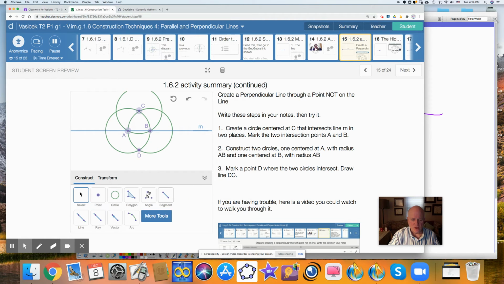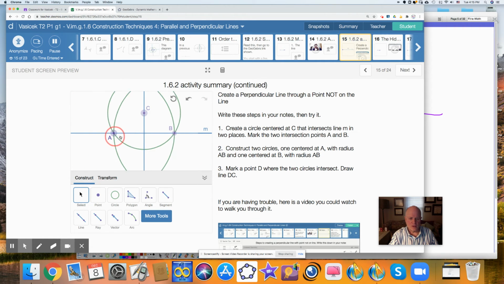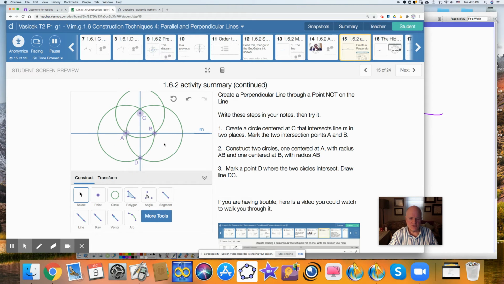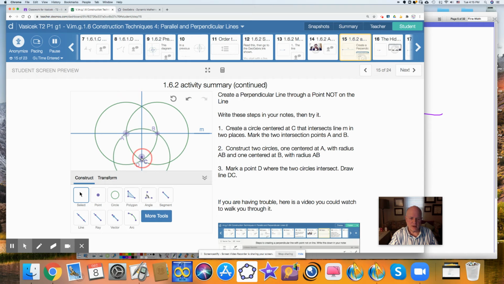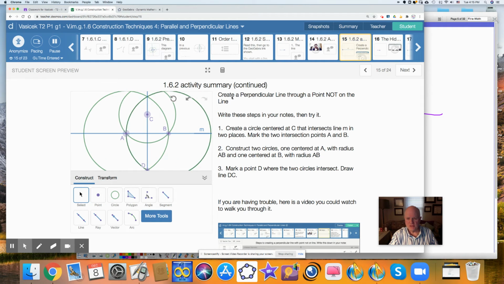And I'll draw a line CD. And line CD is going to be perpendicular to the given line, and it's going to go through point C. No matter where I drag these points, it's still going to go through point C. If I drag point C around, I can put C anywhere, but the line is still perpendicular to line M, and it goes through point C.